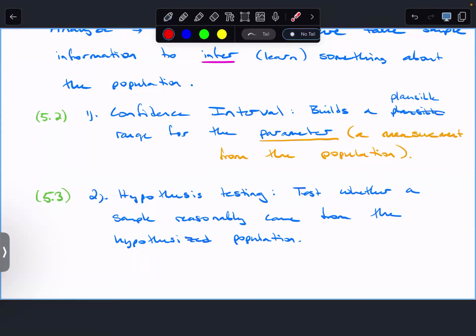Hypothesis testing is a more formal version, and this is where the money is, right? The formal testing of significance. Okay? So hypothesis testing, we test whether a sample reasonably came from the hypothesized population. That doesn't mean anything to us right now, but it will.